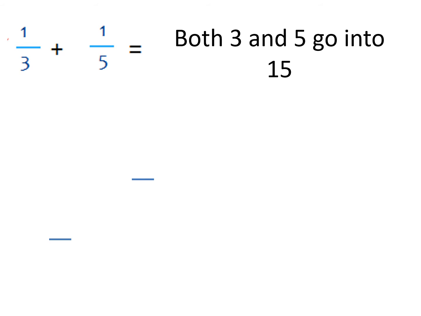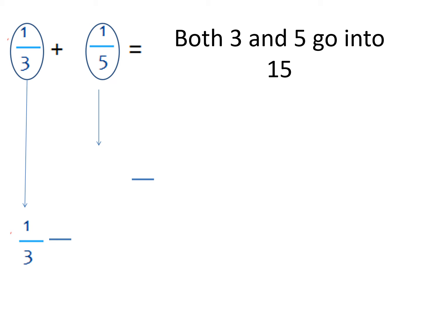Now here there is no number to multiply by 3 to give you 5, so you will check the lowest common multiple between 3 and 5, which is 15. So 1 over 3 you will change, and 1 over 5 should be changed.